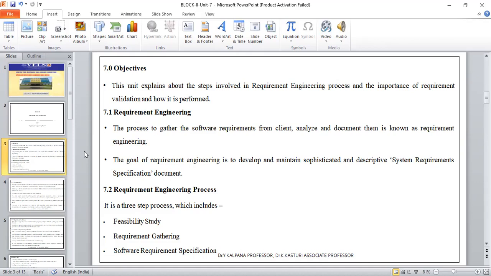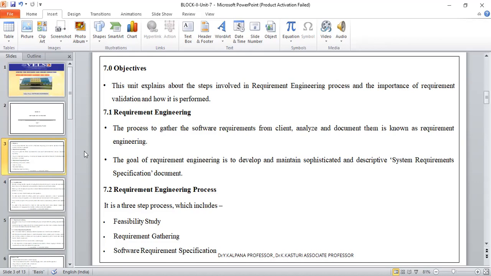The process to gather the software requirements from clients, analyze and document them is known as requirement engineering. We usually get the software requirements from the client who is going to use that software. The goal of requirement engineering is to develop and maintain a sophisticated and descriptive system requirement specification document. Therefore, the goal is to create a descriptive SRS, software requirement specification.